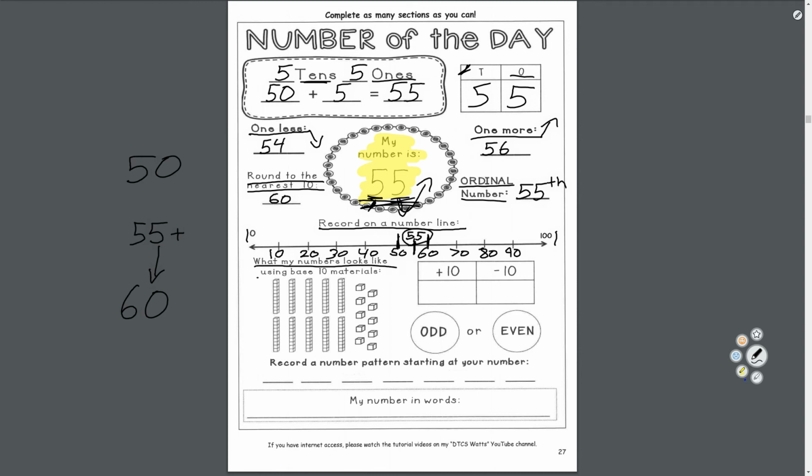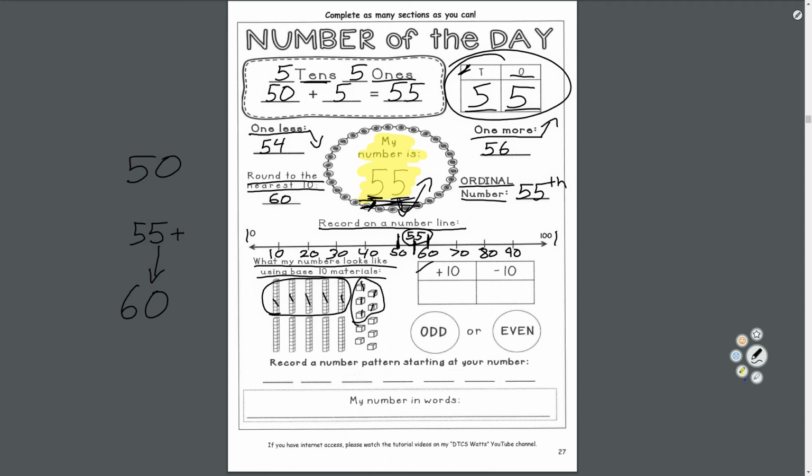What my numbers look like using base 10 blocks. Let's use our place value up here. We need 5 tens. 1, 2, 3, 4, 5. Put a bubble on it. And 5 ones. 1, 2, 3, 4, 5. Bubble. There you go.